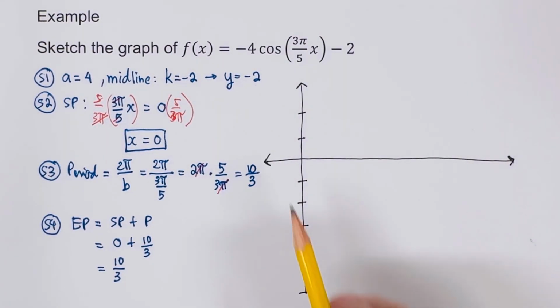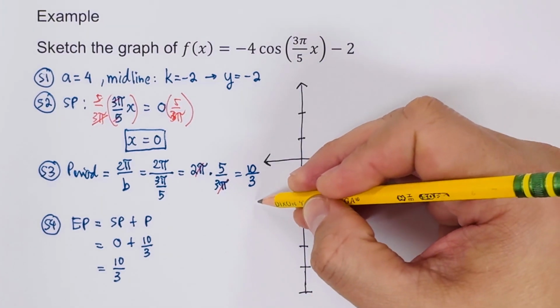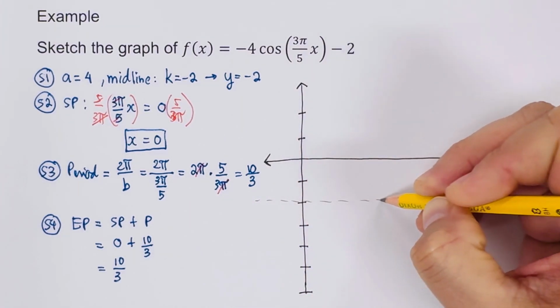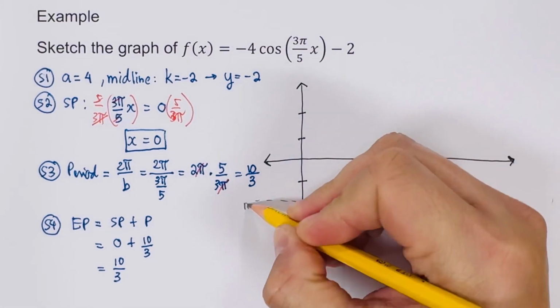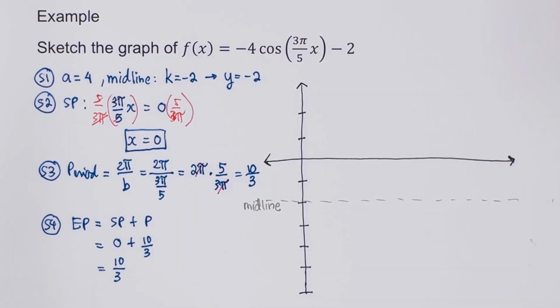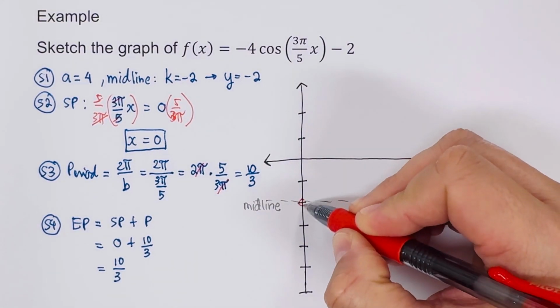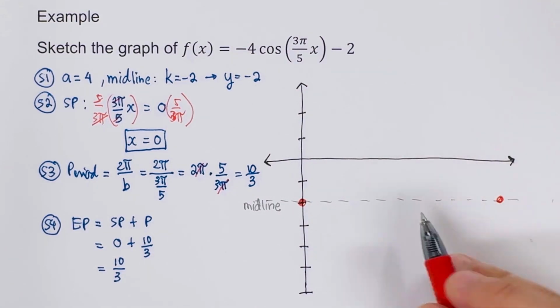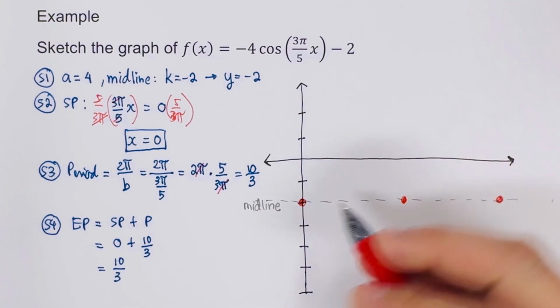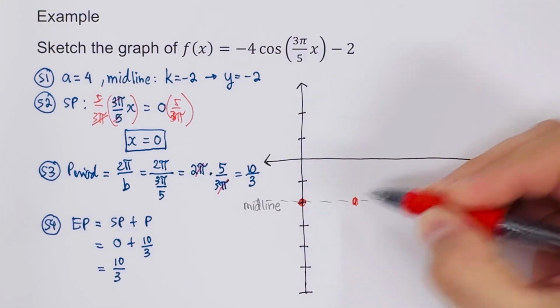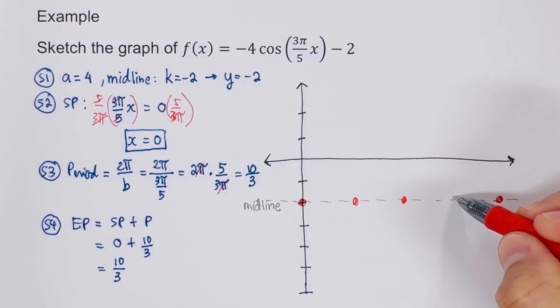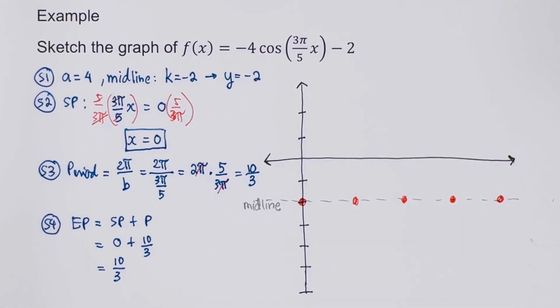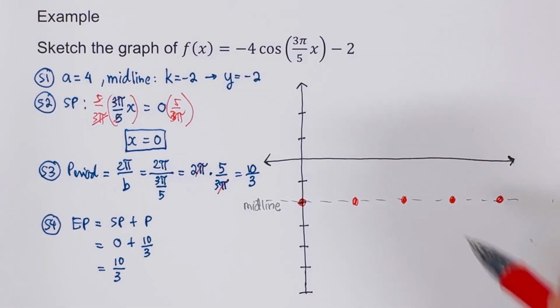So our midline is at y equals -2. So y equals -2 is going to sit right here. This is our midline. We're going to plot the 5 points on the midline. So that's the starting point. This is our endpoint. We take the middle, and we take the middle of these two, and the middle of these two right here. So we're going to determine the coordinates for each of these dots.